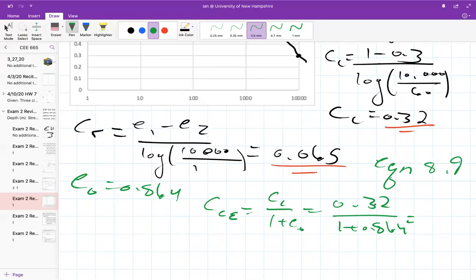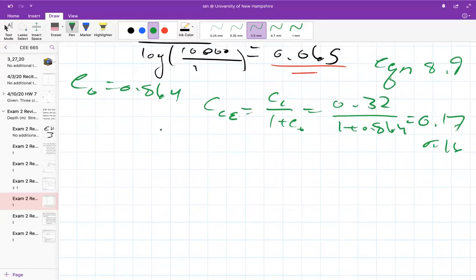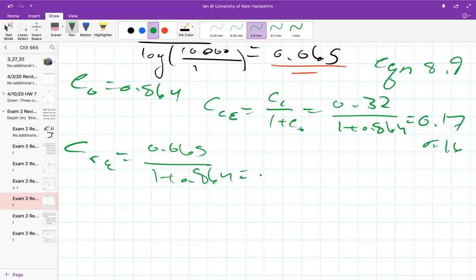So we get somewhere about 0.17, and if there's some rounding errors, it could also be 0.16, within the ballpark. And we're just going to do the same thing for the modified recompression curve. So C sub R epsilon will be 0.065 divided by 1 plus 0.864, which will get 0.035.